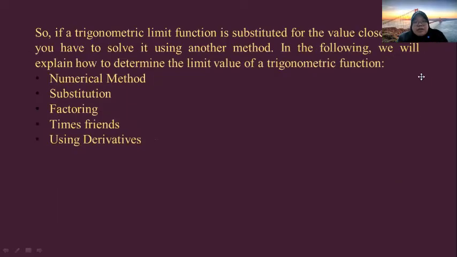So if a trigonometric limit function is substituted with the value it approaches and cannot be solved, you have to solve it using another method. In the following, we will explain how to determine the limit value of a trigonometric function. One, numerical method. Two, substitution. Three, factorization. Four, multiplying by the conjugate. Five, using derivatives.